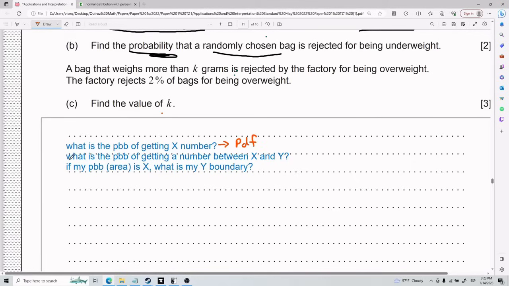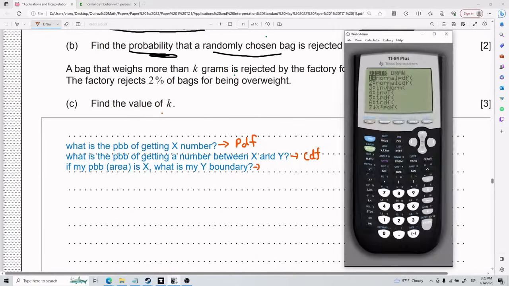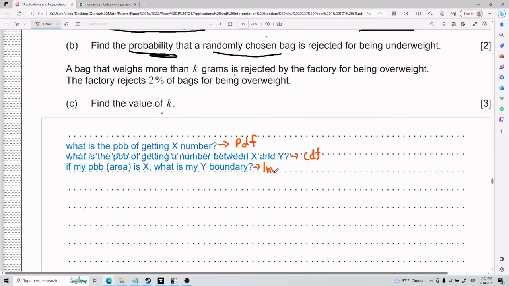If you have the question, what is the probability of getting a number between X and Y? This is going to be CDF. Finally, if my probability or area is X, what is my Y boundary? You will use inverse normal. For this exercise, we will be using CDF and PDF.